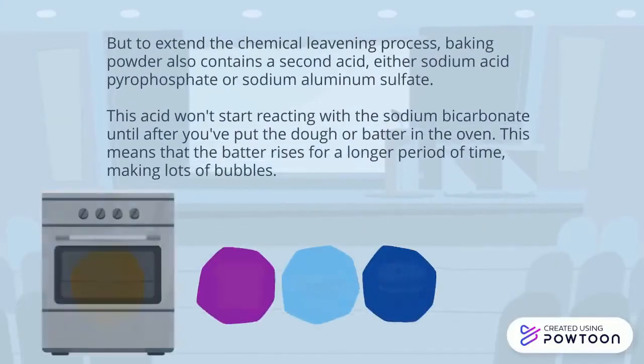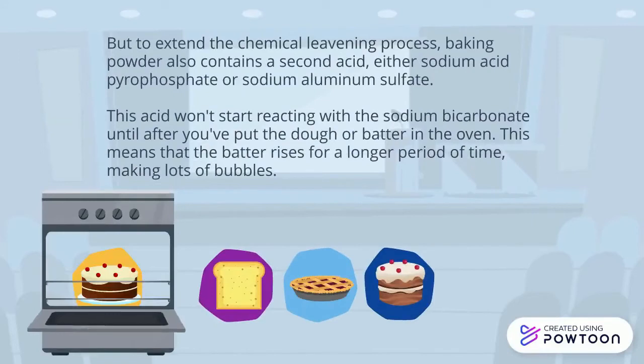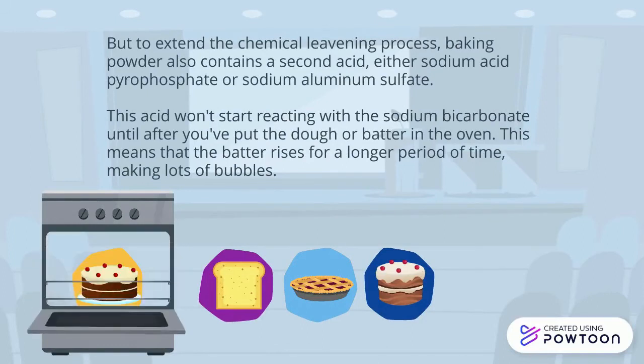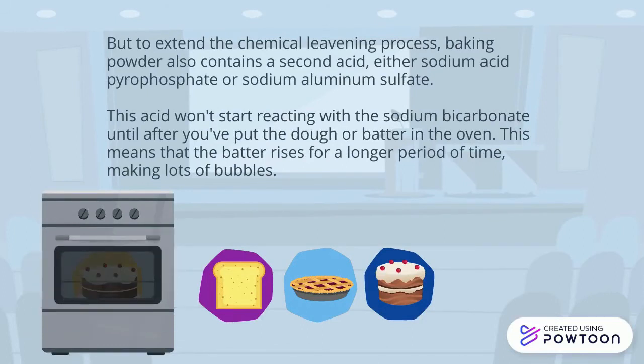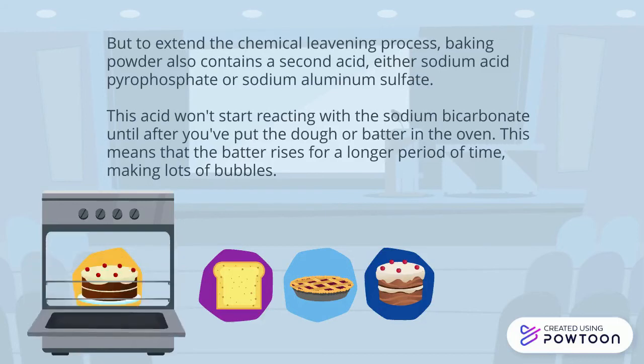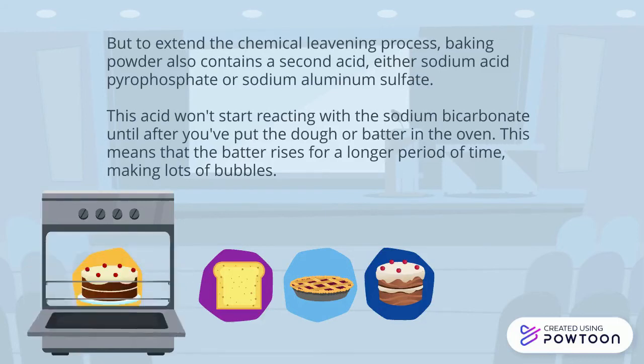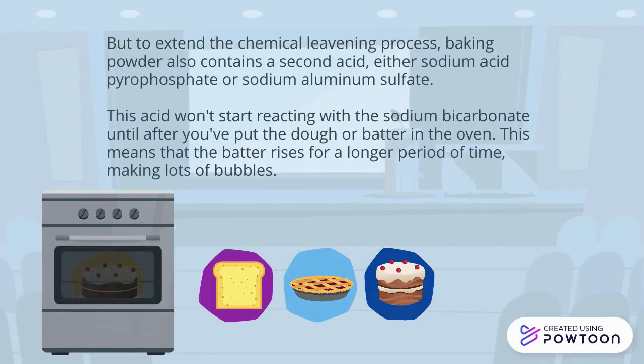But to extend the chemical leavening process, baking powder also contains a second acid, either sodium acid pyrophosphate or sodium aluminum sulfate. This acid won't start reacting with the sodium bicarbonate until after you put the dough or batter in the oven. This means that the batter rises for a longer period of time, making lots of bubbles.